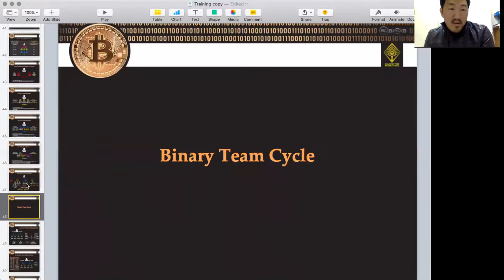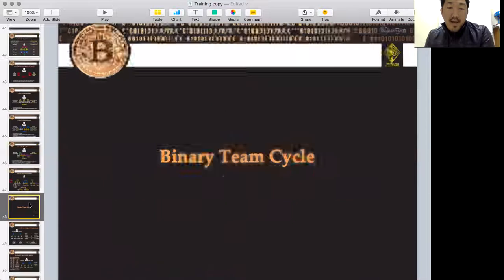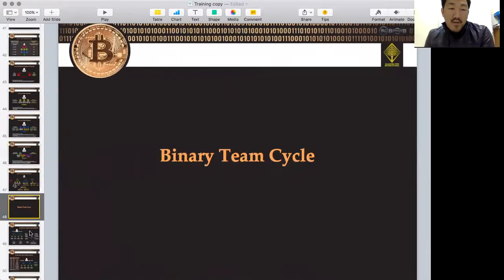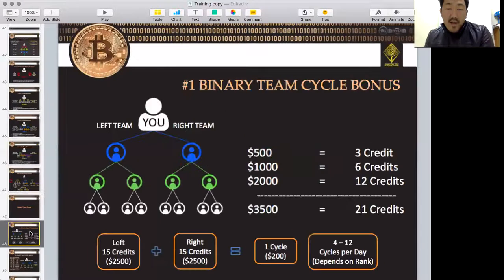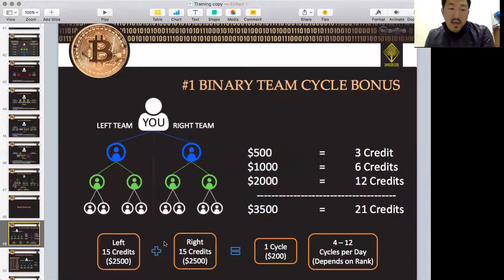So what I just talked about are all active income. Okay. Binary contributes also to the passive income. So how the binary works is it pays for each $2,500 worth of credit on your left and your right. So if you have 2,500 on your left and 2,500 on your right, that is one cycle. Okay? So for one cycle, you get paid 200.